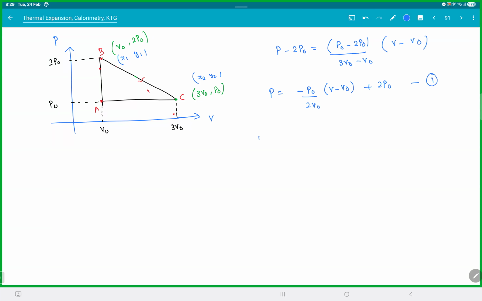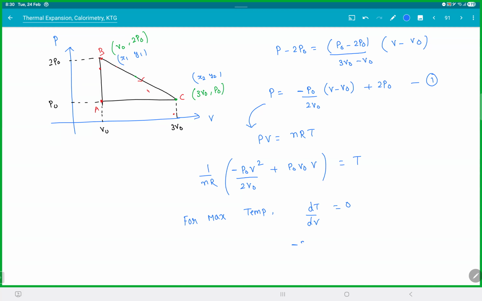And we also know the ideal gas equation PV is equal to nRT. Take this thing, substitute here. You end up with P naught V square by 2V naught plus P naught V naught V, the whole thing times 1 by nR is equal to T. So that is your temperature as a function of volume. So maxima minima. For max temperature, dT by dV is equal to 0. So then you end up with minus 2P naught V by 2V naught plus P naught V naught is equal to 0.